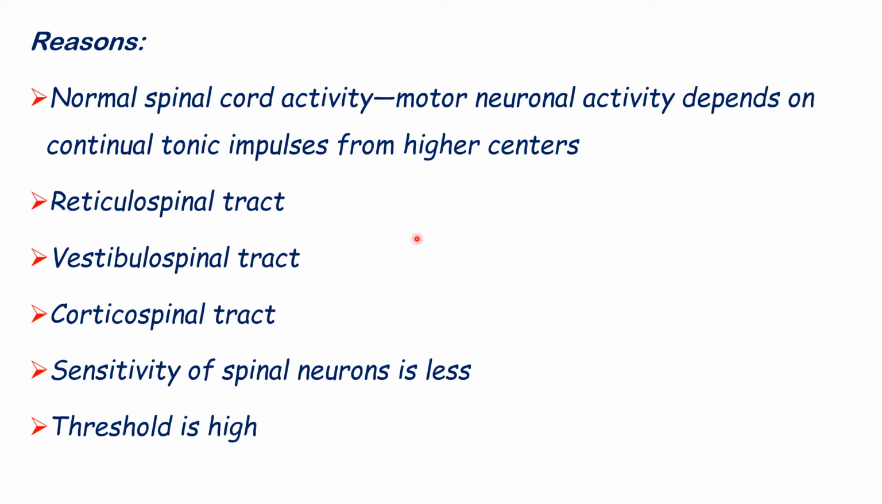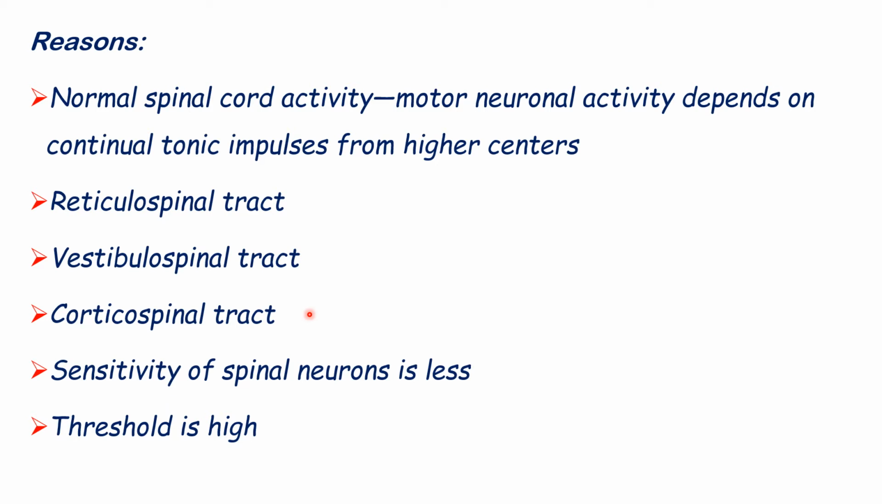While we see whatever features we are going to discuss in the spinal shock, what is the reason of this shock? Why the loss of all the functions in the spinal cord? Because the normal spinal cord activity or the motor neuronal activity depends upon the continual tonic impulses coming from the higher centers. We have discussed this in detail, the different facilitatory and inhibitory impulses coming to the alpha motor neuron and the gamma motor neuron, especially the reticulospinal tract, the vestibulospinal tract and the corticospinal tract. The final effect is the algebraic summation of these effects.